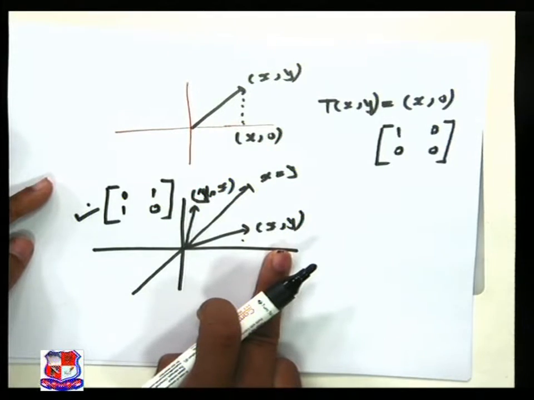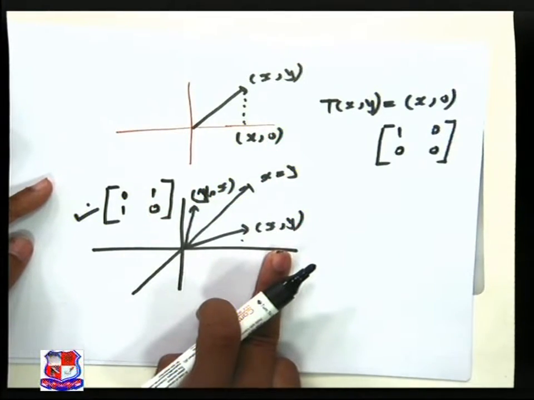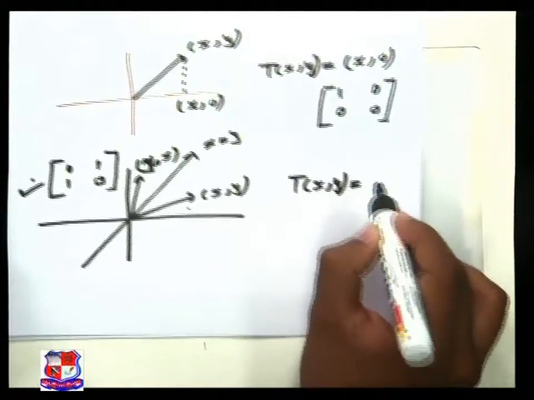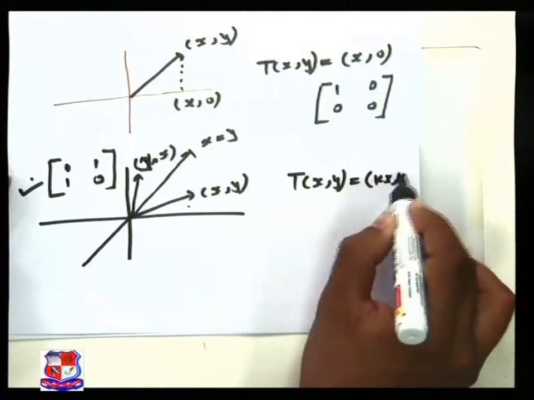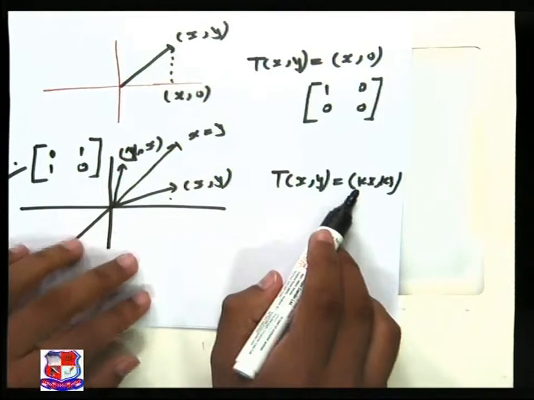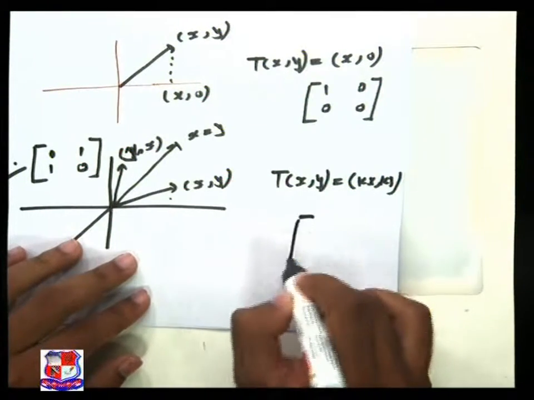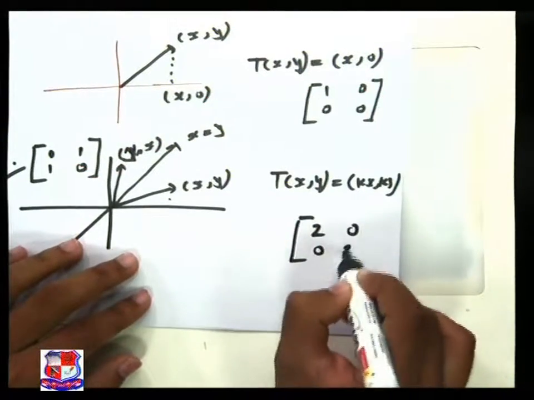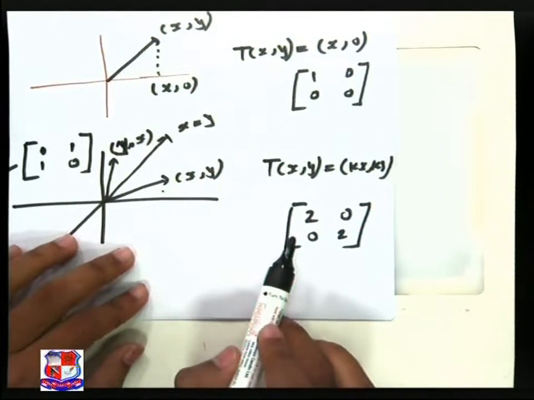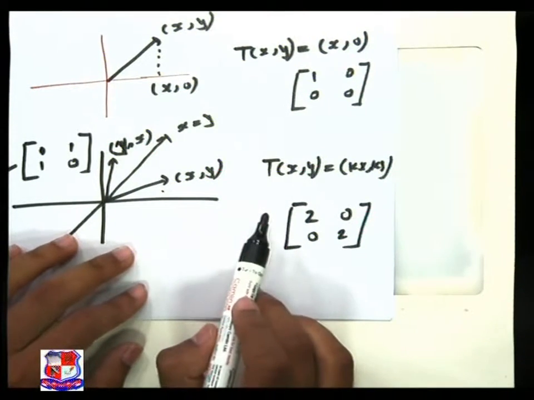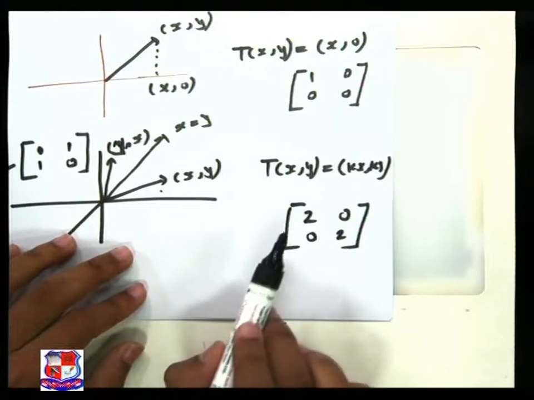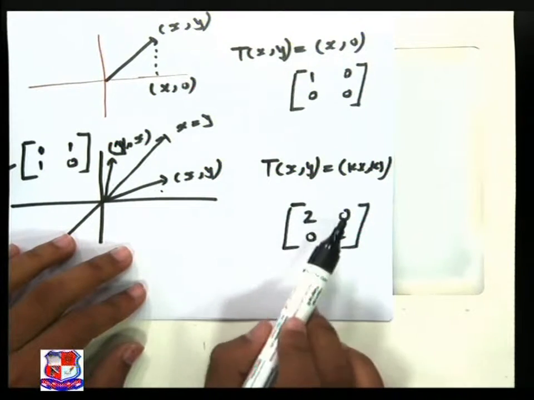And then dilation. For dilation we know that T of xy is equal to kx ky, but here we have to mention that the dilation has factor k equal to 2. So definitely our standard matrix is 2 0 0 2, because basically this is k 0 0 k, but it is already mentioned in the B part of this question that we have to use dilation with factor k equal to 2. So that's why our standard matrix for that operator is 2 0 0 2.